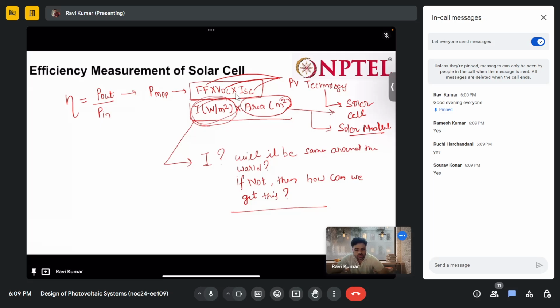So why are we studying this, what is the motivation behind it, and how is it connected with the design of photovoltaic system part? That is the main understanding of this lecture. So this is about the efficiency measurement. It is a recap only.